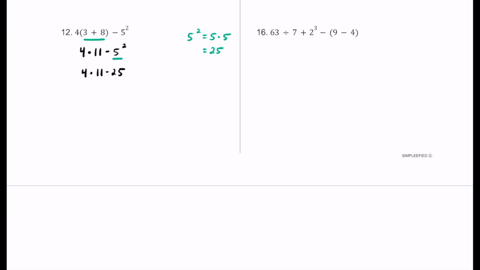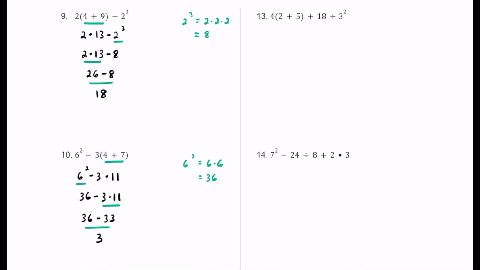Between multiplication and subtraction, let's do the multiplication. 4 times 11 is 44. 44 minus 25, I believe, is going to equal 19. All right, on to 13.